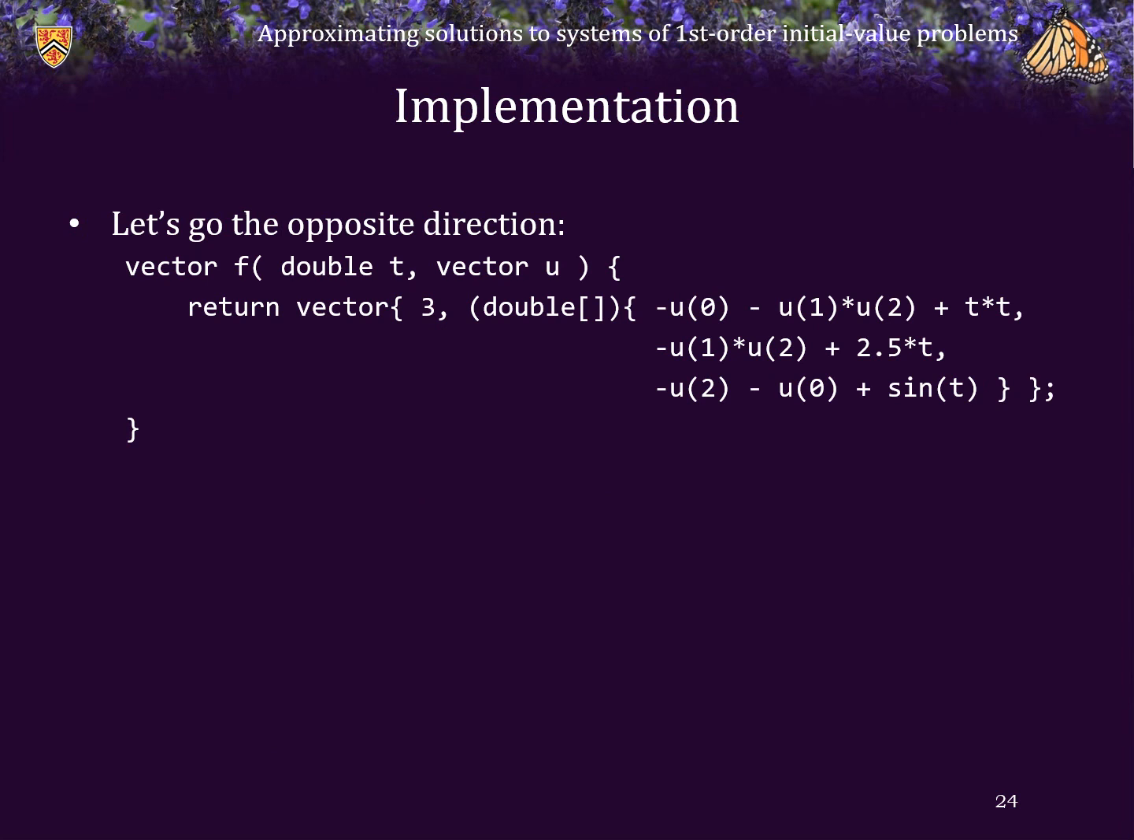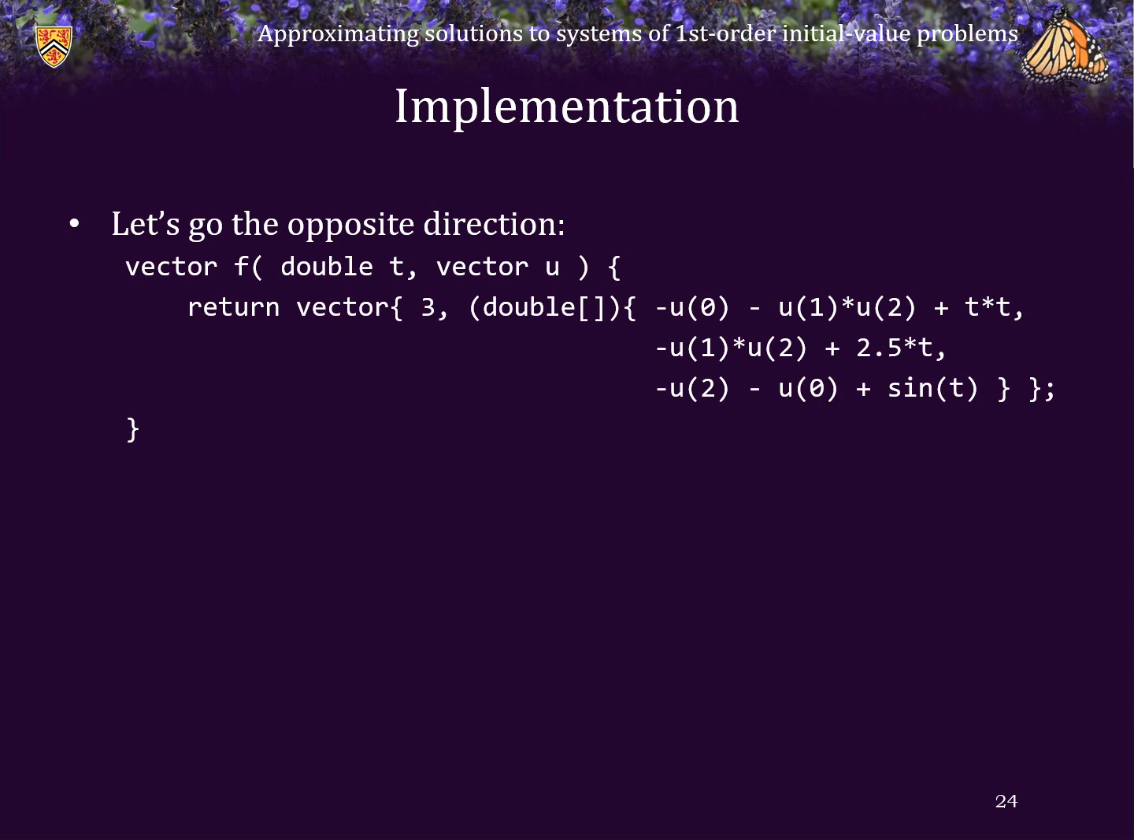Let's now go the opposite direction. Suppose that you were given this function representing the right-hand side of a system of initial value problems. Well, the first thing we note is that the dimension of the vector is 3, and therefore we have a system of 3 initial value problems. They're all first order, of course. So let's call these 3 unknown functions x, y, and z, each of them functions of t.